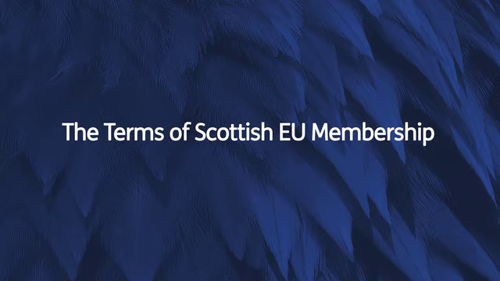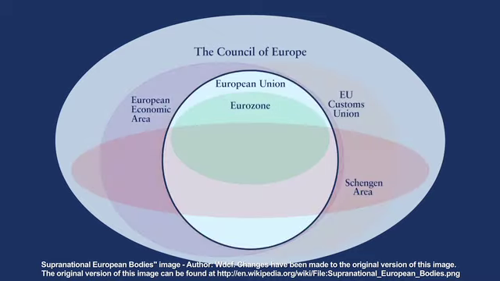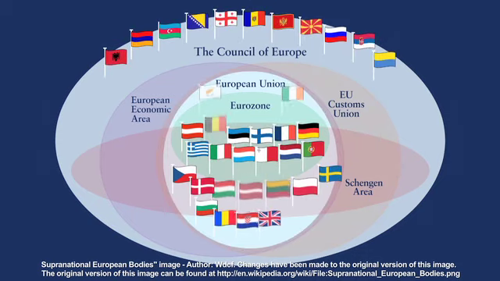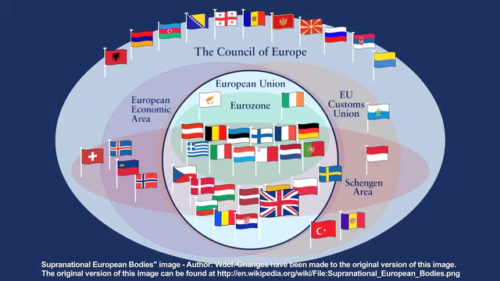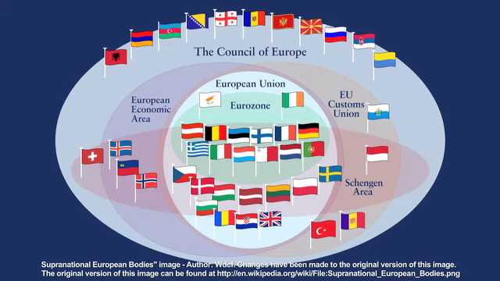If we want to talk about the terms on which Scottish membership might take place, we can look at this diagram. This diagram shows the membership of the various international European institutions. The EU is obviously this blue circle in the middle. Let's take a look at where the UK stands within that. So the UK is within the EU, but it's outside the Eurozone, and it's also outside the Schengen area. The Schengen area is the area in which people can move between countries without having to cross passport controls.